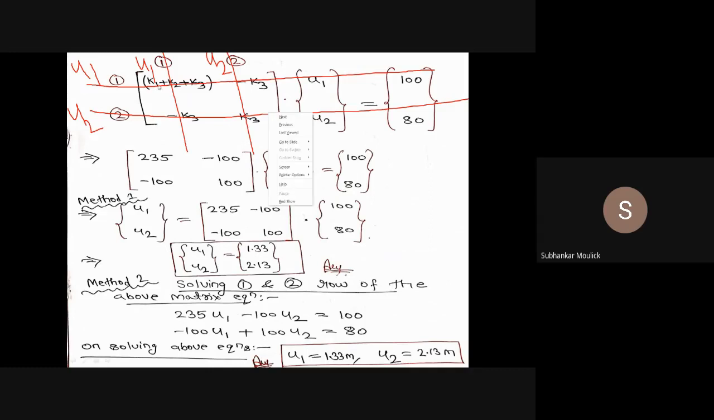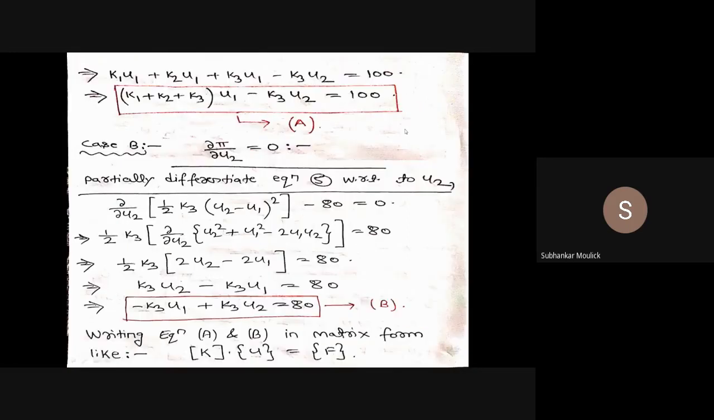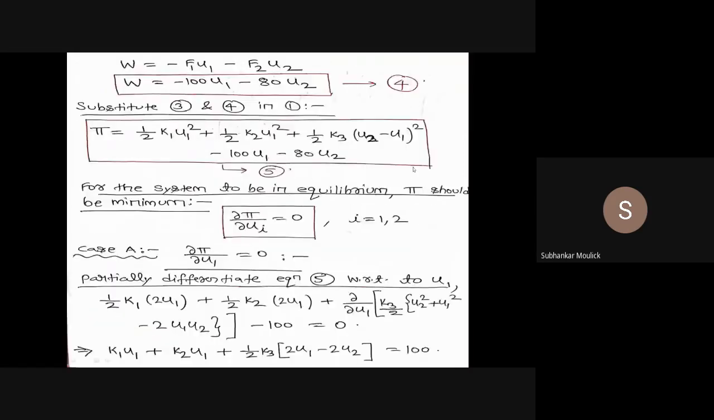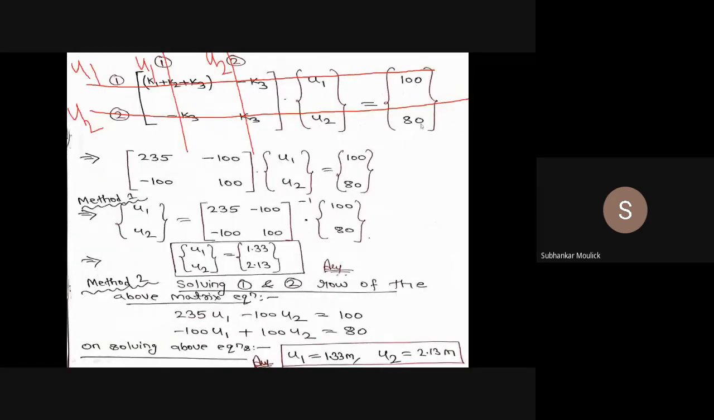Then the displacement vector will be along the first row. Displacement is u1, write u1 over here. Again, along the second row the displacement is u2, write u2, which is equal to, at the first nodal point, how much is the force acting? Force acting is plus 100 Newton in the positive x direction, and at the second nodal point it is plus 80 Newton. So substitute 100 and 80.